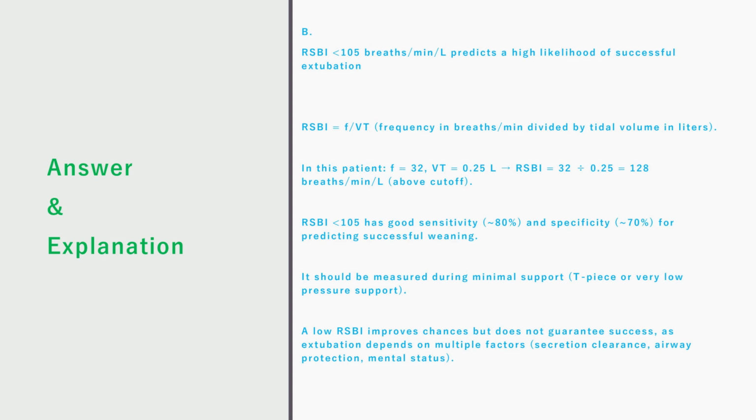Explanation. RSBI equals respiratory rate divided by tidal volume in liters. In this patient, respiratory rate equals 32, tidal volume equals 0.25 liter, RSBI equals 32 divided by 0.25 is equal to 128 breaths per minute per liter, above cutoff. RSBI less than 105 has good sensitivity, 80%, and specificity, 70%, for predicting successful weaning. It should be measured during minimal support, T-piece or very low pressure support.